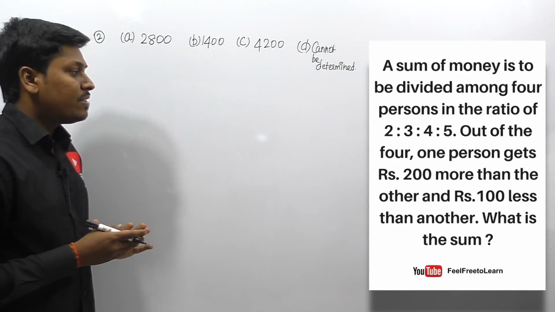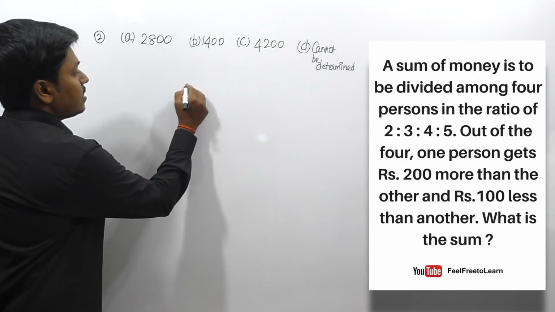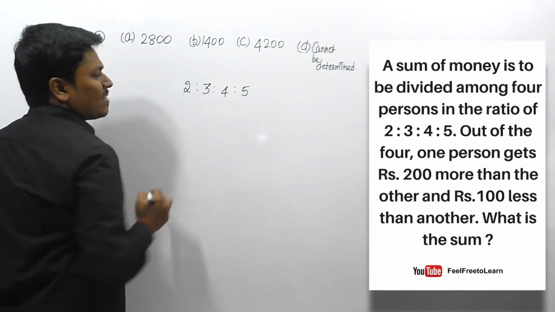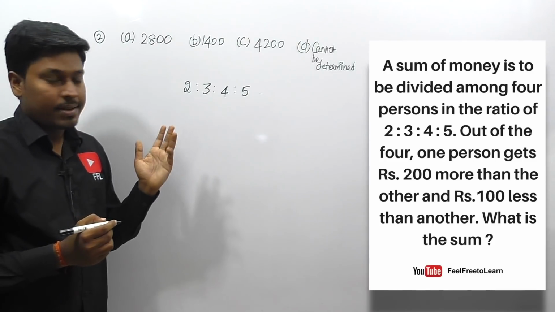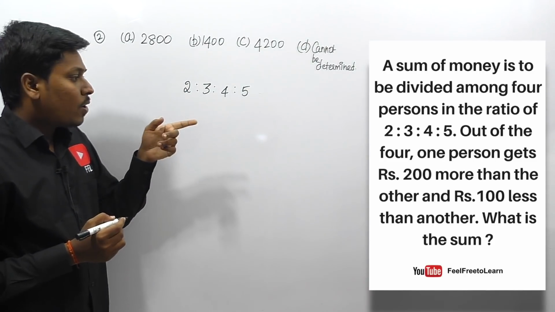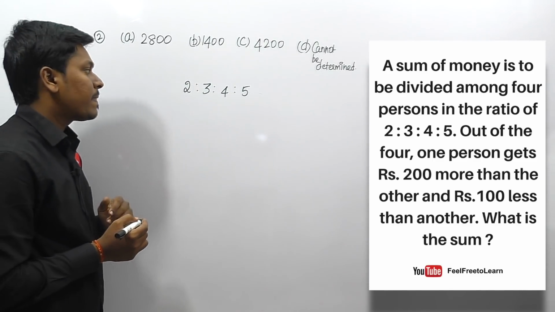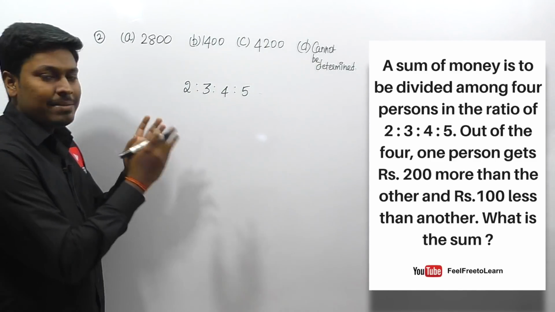So friends, listen carefully. First of all, money is divided among 4 persons in the ratio 2 is to 3 is to 4 is to 5. Right? Next, out of 4, one person gets rupees 200 more than the other, and also 100 less than another, right? Our target is to find what is the sum. So friends, I think we can solve this question only by using the options.